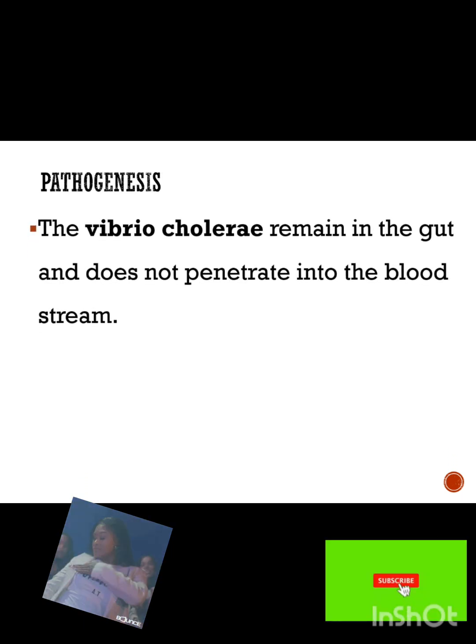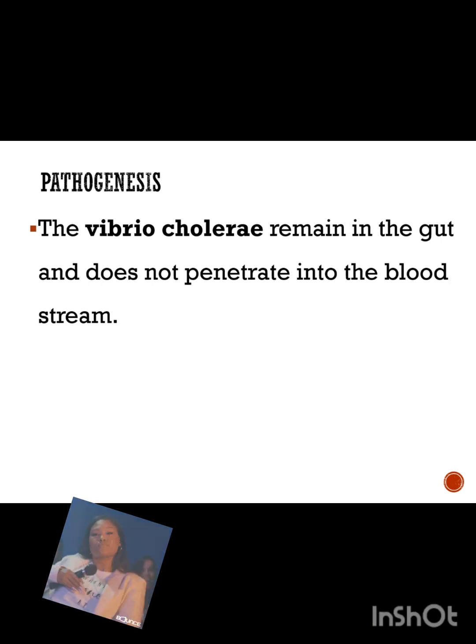Then pathophysiology. Vibrio cholerae remains in the gut after ingestion. So if someone comes in contact with this via the fecal-oral route, it will go through the digestive system. Now, if it passes through the stomach, it might be destroyed and you might not get the condition. But once it escapes the acidic environment of the stomach, it goes into the small intestines. In the small intestines, it does not penetrate into the bloodstream. It will remain adhering to the mucosa in the small intestines.